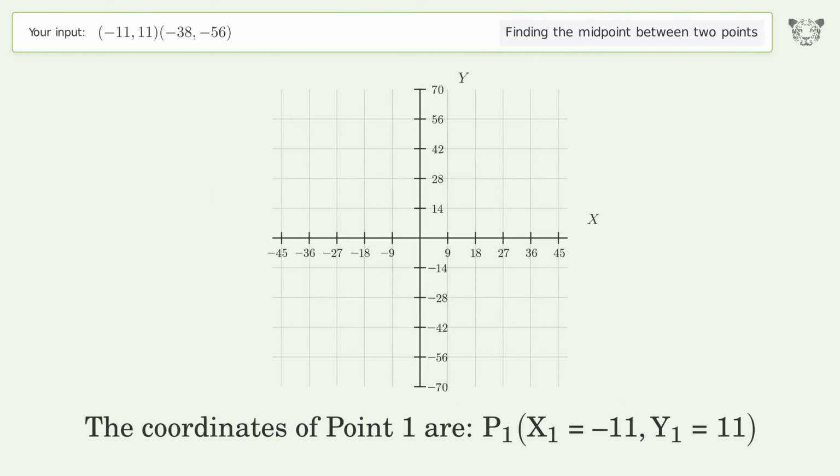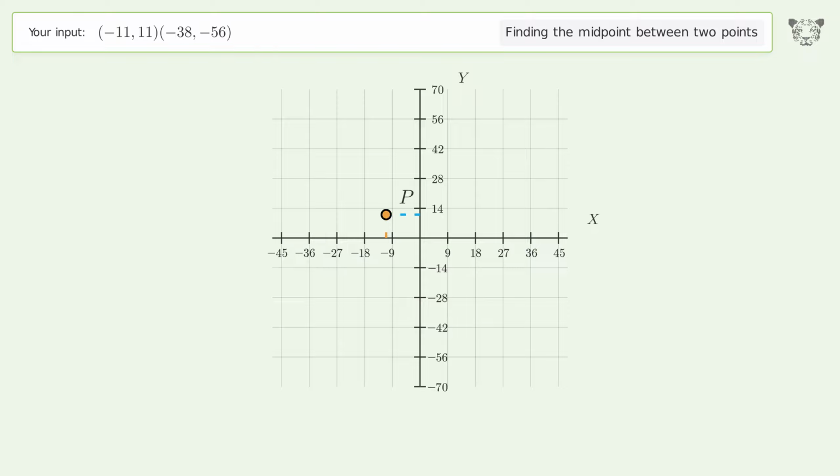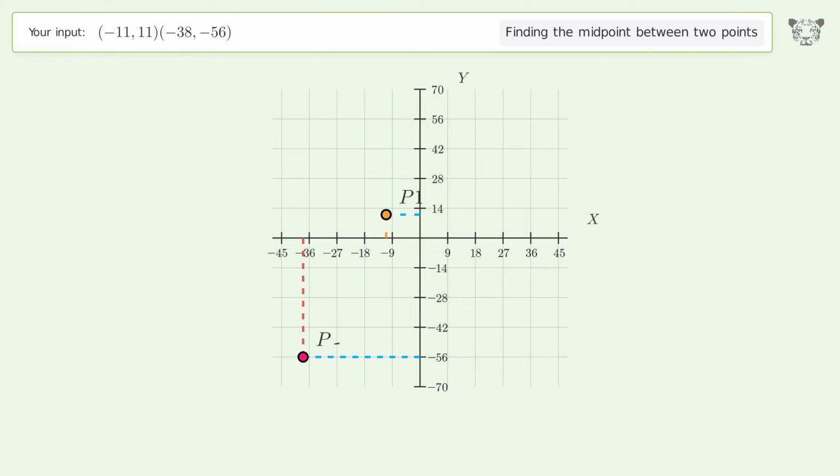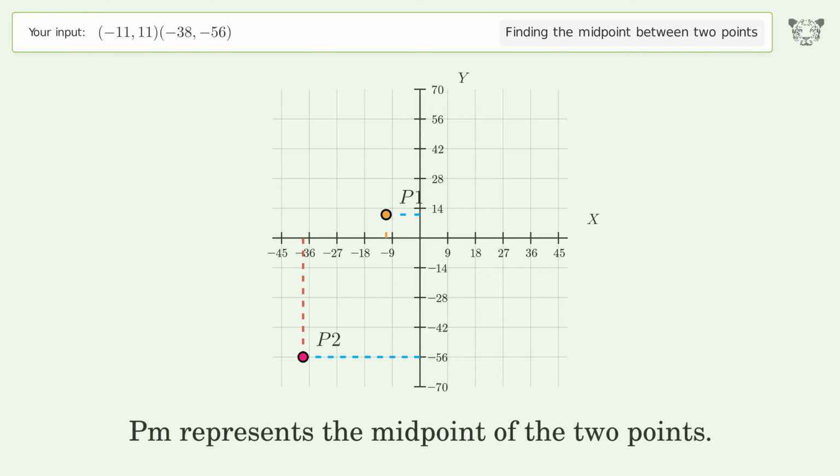The coordinates of point 1 are x1 equals -11, y1 equals 11. The coordinates of point 2 are x2 equals -38, y2 equals -56. PM represents the midpoint of the 2 points.